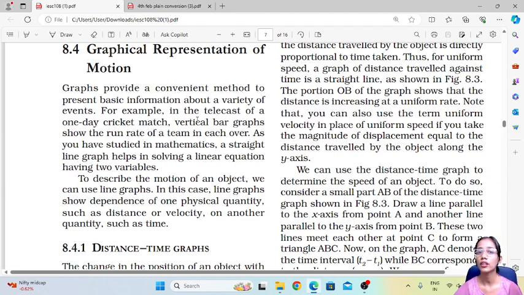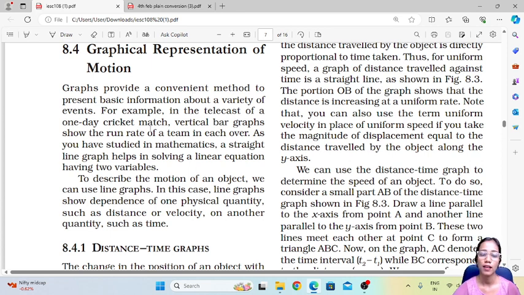Now, when we talk about graphical representation of motion, we first need to know why these graphs are more important. This is because graphs provide a convenient method to present basic information about a variety of events. Whatever the event is, if you represent it using a graph, then you get all things in one go.